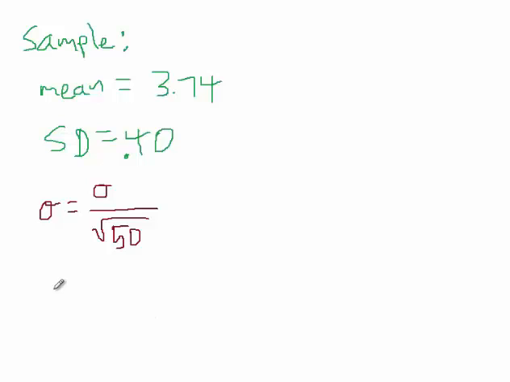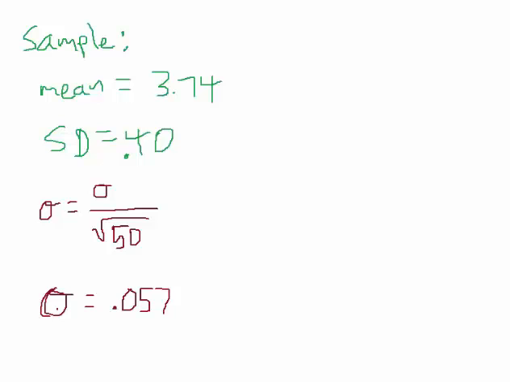0.057. So our sigma, in other words, our population standard deviation, is 0.057. Now in this case that means 5.7 cents. Remember, this was in cents. 0.40 meant 40 cents, so this means 5.7 cents. That's our population standard deviation. Now we have to go find out what our confidence interval is.